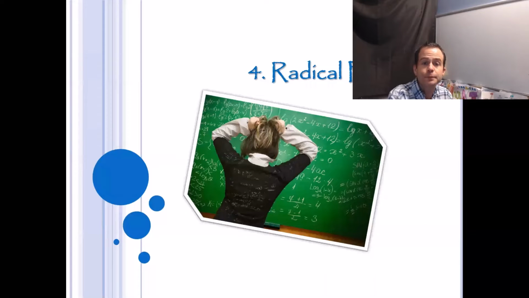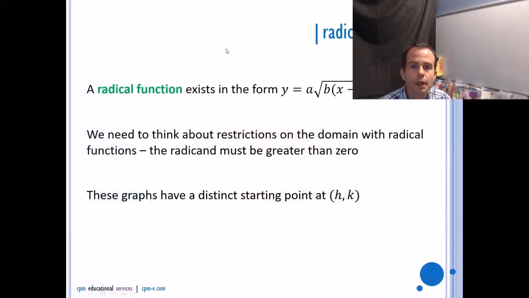Hey everyone. So next up in our conversation is radical functions. A radical function exists in the form y equals a square root of b(x minus h) plus k. Now the a, the b, the h, and the k are the a, the b, the h, and the k that you've come to know and love. So all of that should feel familiar to you from the transformation stuff that we've already talked about.